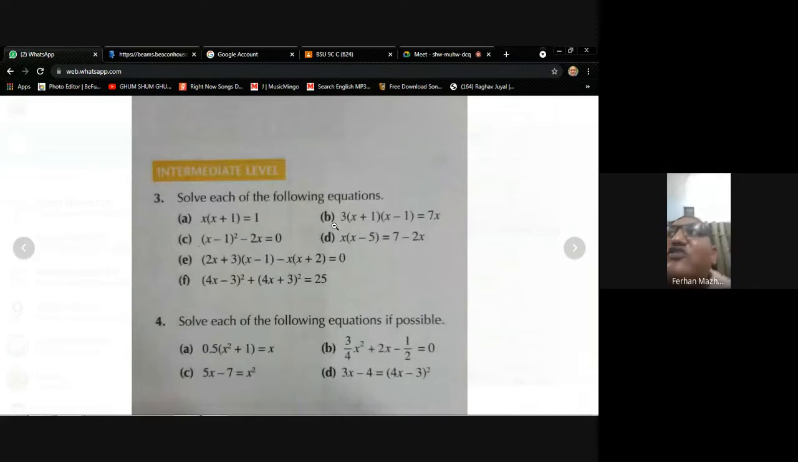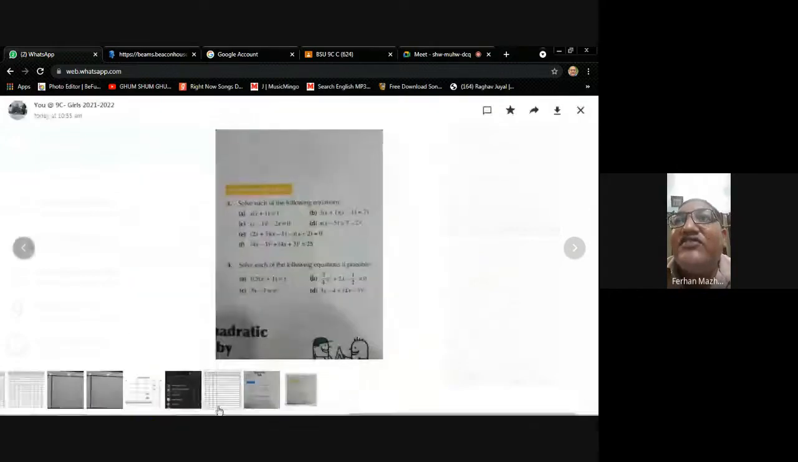3 bracket x plus 1 bracket, x minus 1 bracket, equals 7x. In this question, there are two brackets multiplying with each other, and outside those two brackets we have a 3. But if you know the rule, the 3 will only multiply with one of the brackets. Either you can multiply 3 with the first bracket, or with the second bracket. Let me show you how this is done. The difficult questions I'm trying to do, the rest you will do.